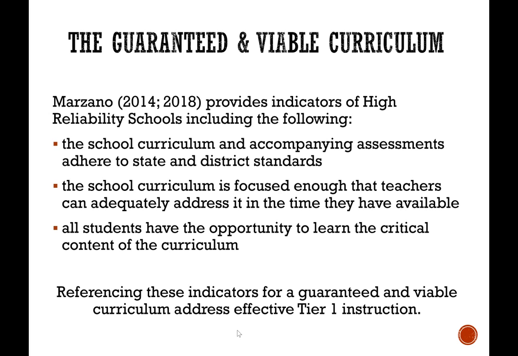Marzano provides indicators of high reliability schools, including the following descriptors of a guaranteed and viable curriculum. The school curriculum and accompanying assessments adhere to state and district standards. The school curriculum is focused enough that teachers can adequately address it in the time they have available. And all students have the opportunity to learn the critical content of the curriculum. Again, referencing these indicators for a guaranteed and viable curriculum address the requirements for effective Tier 1 instruction, and therefore the foundations of what we grade.